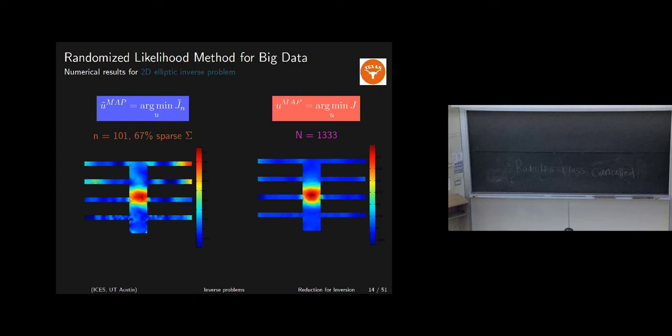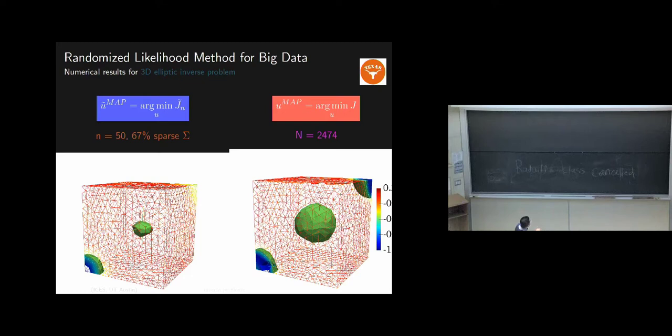So there's a lower bound that you can go, but that lower bound does not depend on the original dimension. That's the key: independent of the original dimension. Let me show you a 3D example where we have 2,474 dimensions in the data, and if you project onto 50 random directions with 67% sparsity, you already see we recover something here, right? If you increase it a little bit, you already recover almost exactly the same, at least in the eyeball norm. So again, all the magnitude reductions.